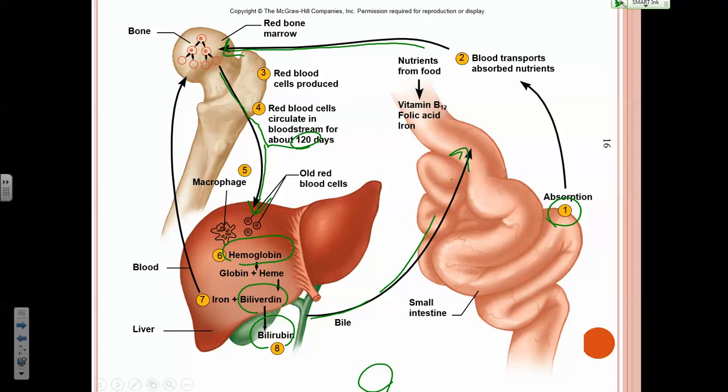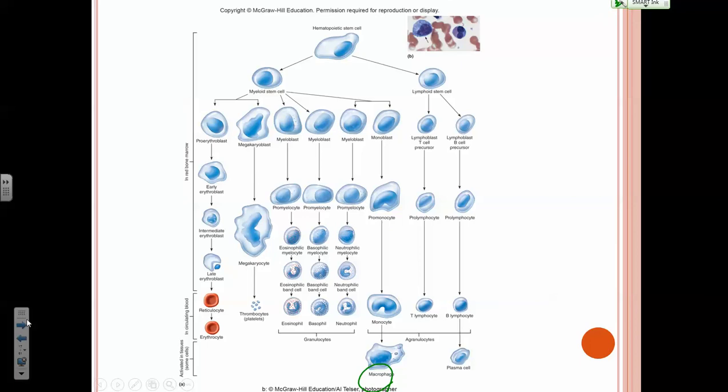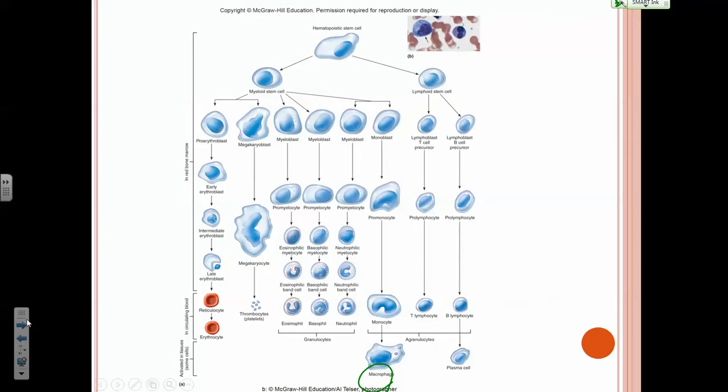Okay, so lot to know about red blood cells, isn't it? A lot to know. Spend a lot of time studying all of that. Okay, what's next? Now we're going to look at the white blood cells. So we've looked at everything along this line. But now we're going to look at your white blood cells.